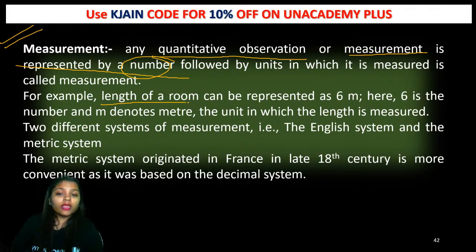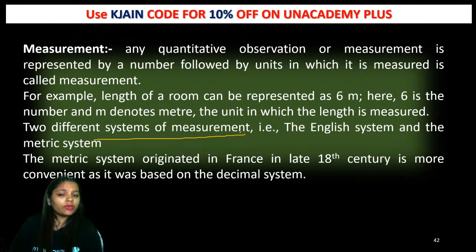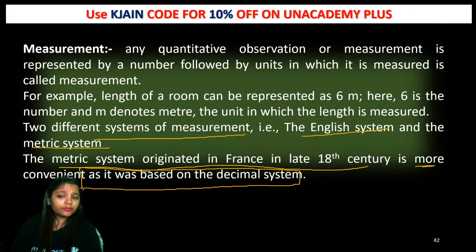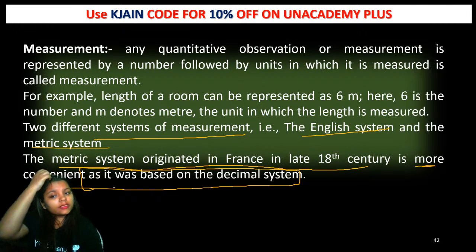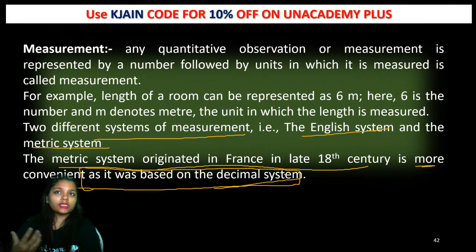For example, if you are calculating the length of a room and it is 6 meters, then 6 is the number and m denotes the meter, which is the unit in which the length of a room or anything is measured. We have two different systems of measurement. First is the English system and second is the metric system. The metric system originated in France in the late 18th century and is more convenient, because it is based on the decimal system. We can easily calculate in multiples of 10.